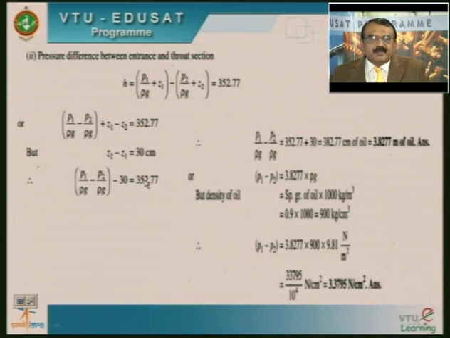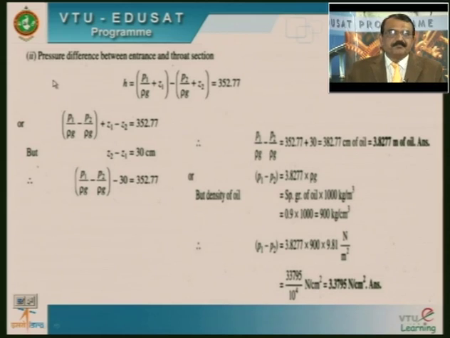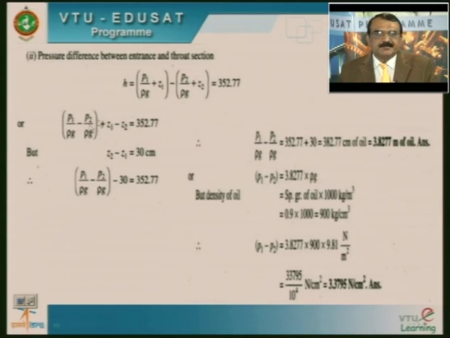Right. Now, that is the first part. Come to the second part of the problem. Pressure difference between the entrance and the throat section. Now, H just now you calculated, it is 352.77. Now, you rearrange this. So, what I am going to do is P1 by rho G minus P2 by rho G plus Z1 minus Z2 is equal to this value. But what is the value of Z1 and Z2, or Z2 minus Z1? Z2 minus Z1 is given as 30 centimeter. Again, this is given in the problem.